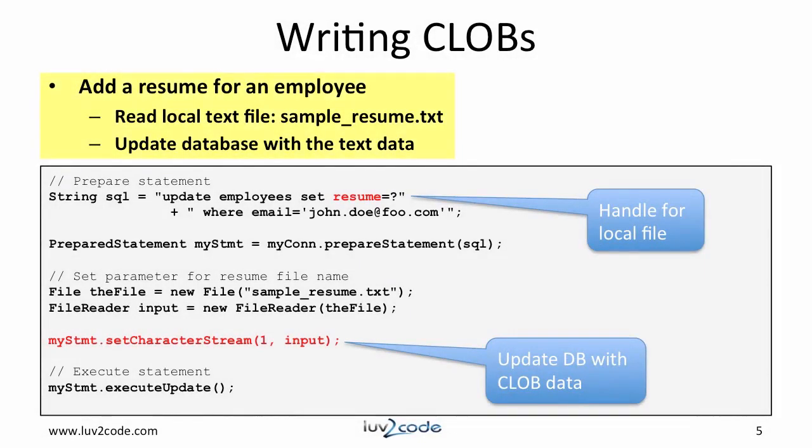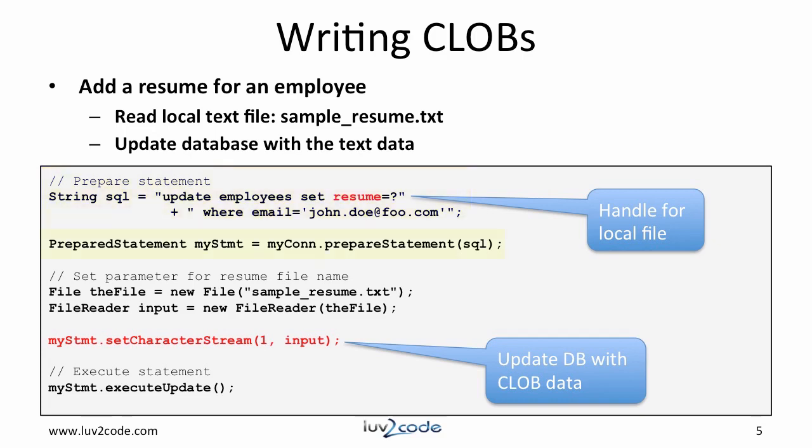All right, so let's see how we can actually write a CLOB to a database. In this example, I'm going to add a resume for an employee. I have a local text file here called sampleresume.txt. I want to read this file from my local file system and update it in the database. In this code snippet, I have a SQL statement: update employees set resume equals question mark, where email equals johndoe@foo.com. The question mark is our placeholder for our prepared statement.